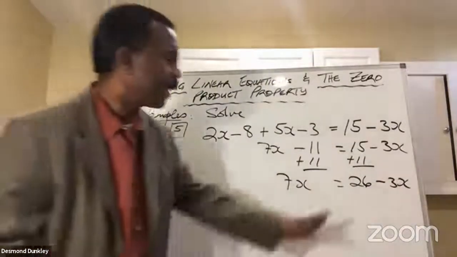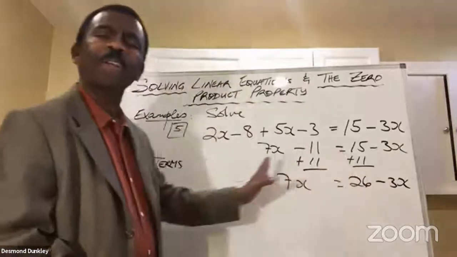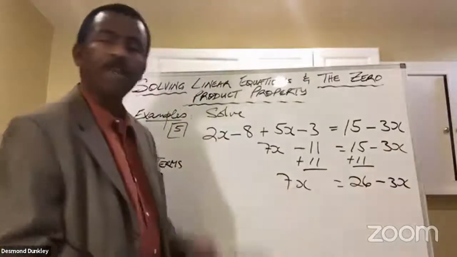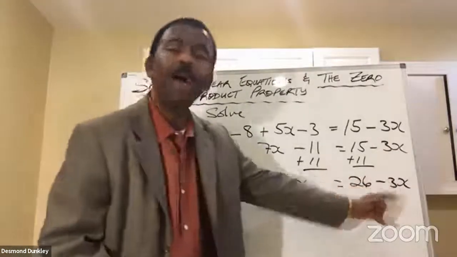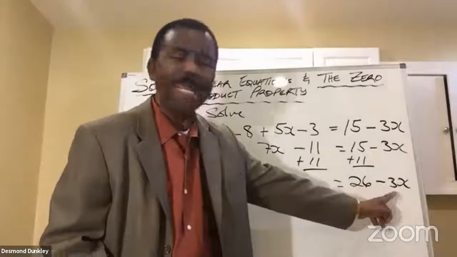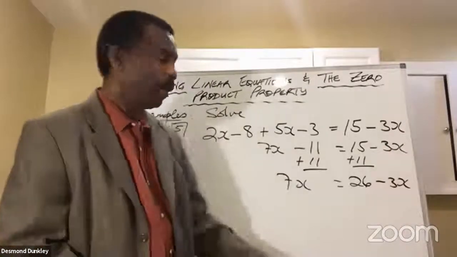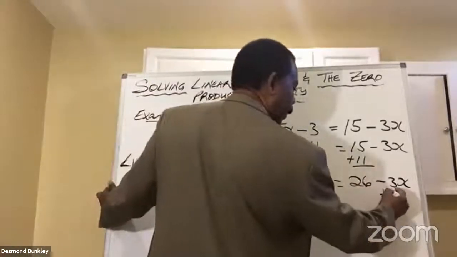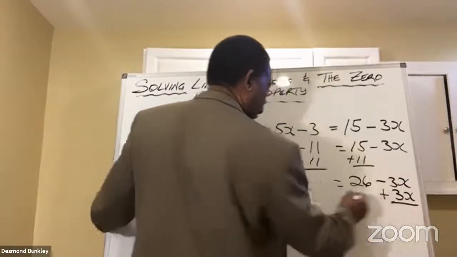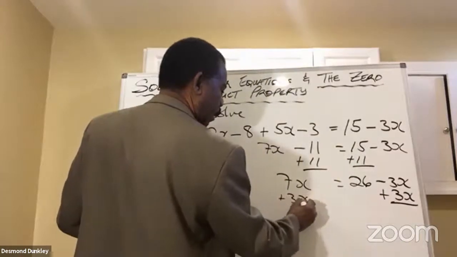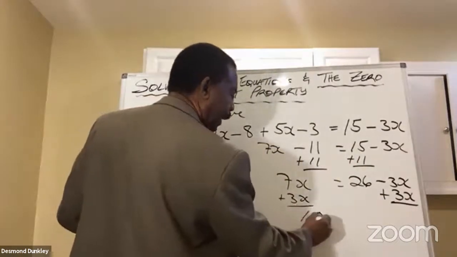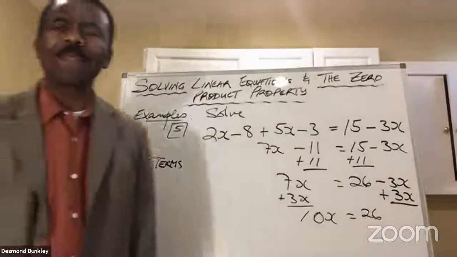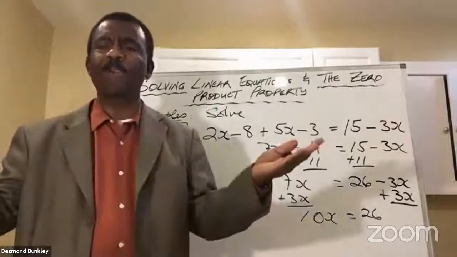Wouldn't it be nice to get this negative 3x over to the other side? In other words, get rid of it from the right side and get it on the left. The way you do it, you do the opposite. You add 3x, it cancels over there, but you also have to add 3x to the left. So when we add, now we end up with 10x equals 26. See? Now we just need to get rid of the 10 and we're good to go.